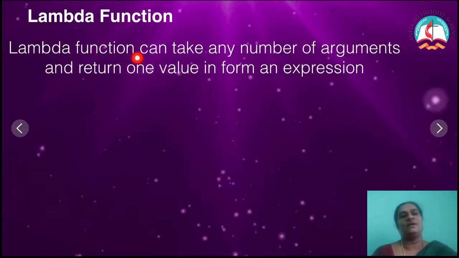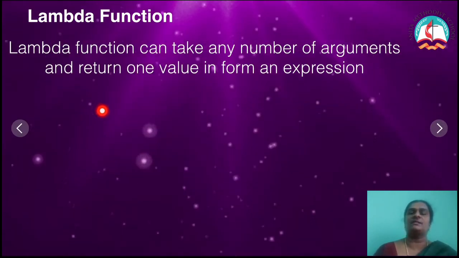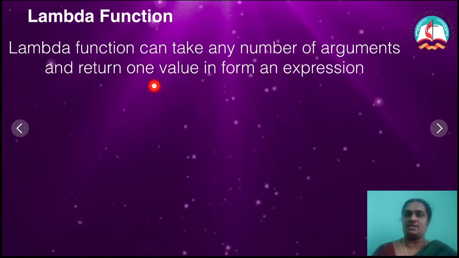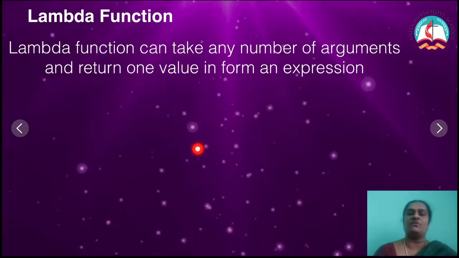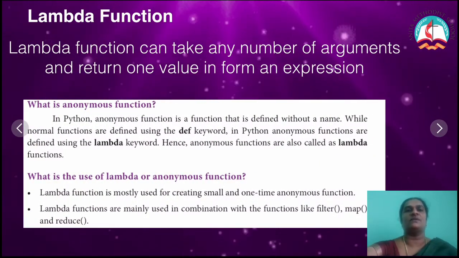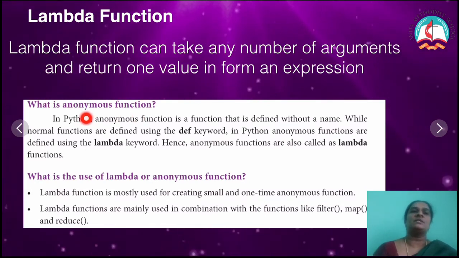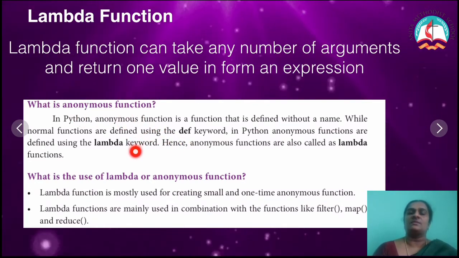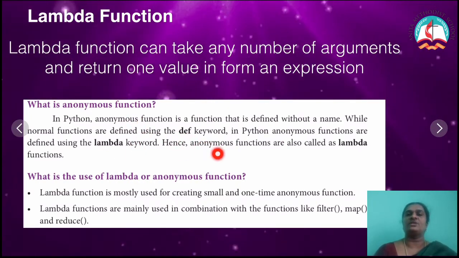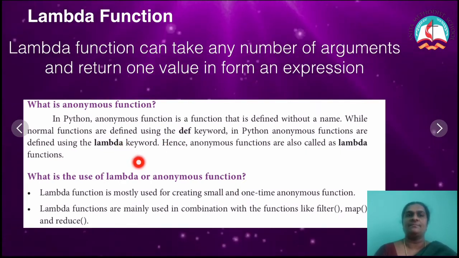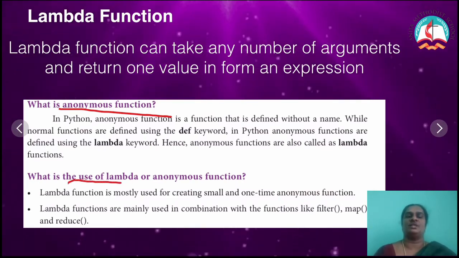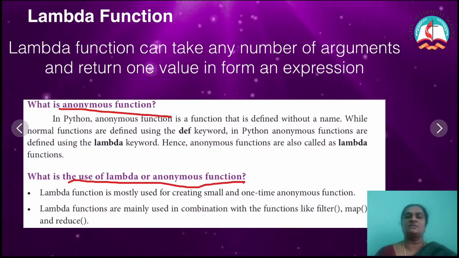Yes, a lambda function can take any number of arguments and return only one value in the form of an expression. Whatever expression it may be, it returns one value in the form of an expression. We will see an example so that you will get a clear idea about what a lambda function is. Okay, what is an anonymous function? In Python, an anonymous function is a function which is defined without any name. So if a function is defined without any name, that is called an anonymous function.